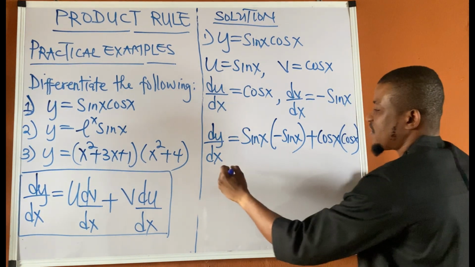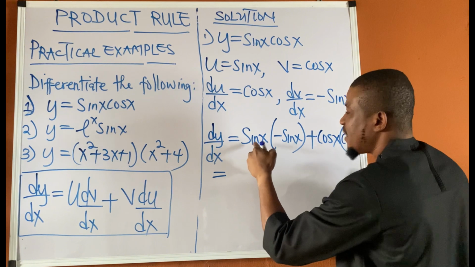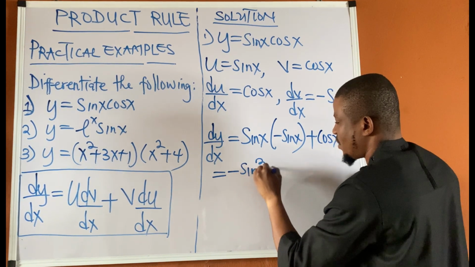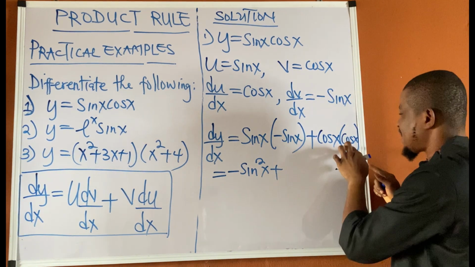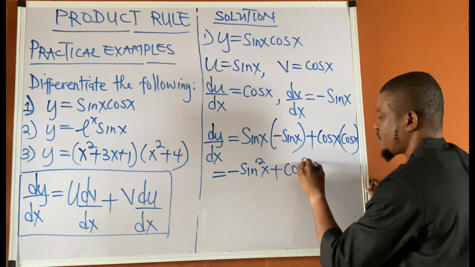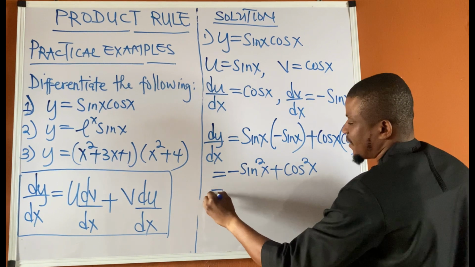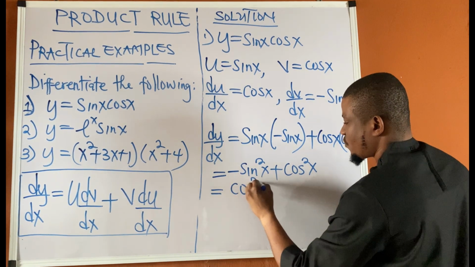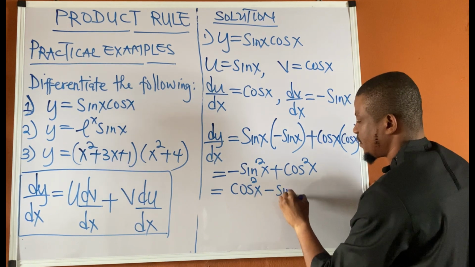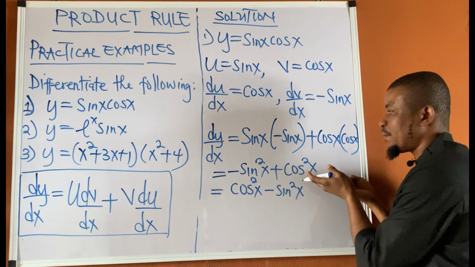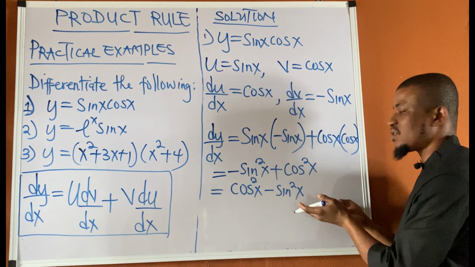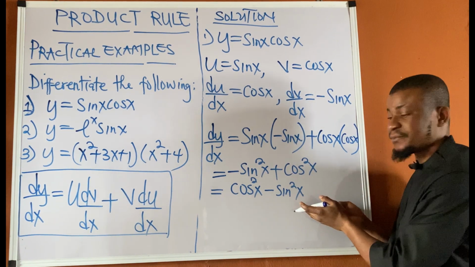Now I can just open up this expression. This will give me sine x times negative sine x is negative sine squared x, plus cos x times cos x is cos squared x. I can write this as, let me bring the positive value first, cos squared x minus sine squared x. At this point, I've already gotten my derivative, my dy dx, but I'm just trying to simplify further.